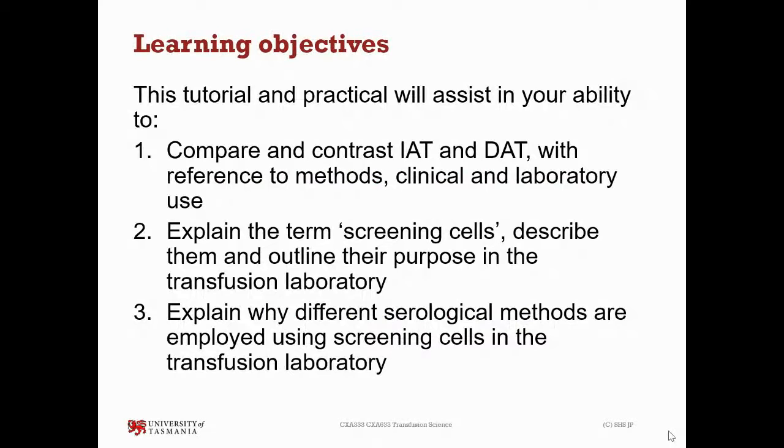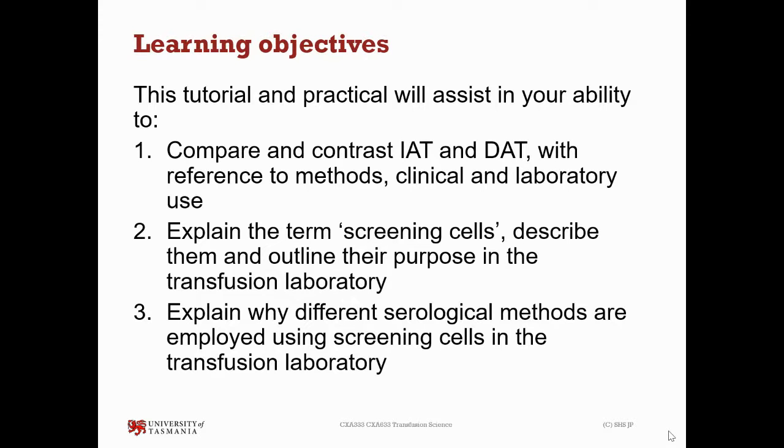Okay, so the main things that you really need to be able to do, you need to be able to compare and contrast the indirect antiglobulin test and the direct antiglobulin test. You need to be able to compare and contrast the methods of these two tests, what's the same and what's different, the clinical and laboratory applications of these tests. So in what sorts of clinical situations we would consider using an indirect antiglobulin test or a direct antiglobulin test, and the application within the laboratory. So when we use it in the laboratory, what we use it for.